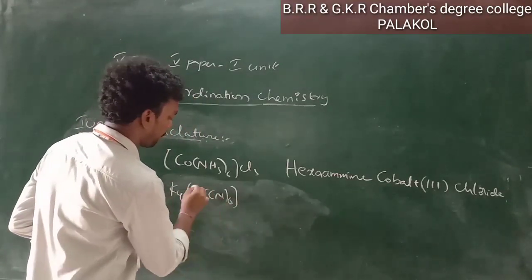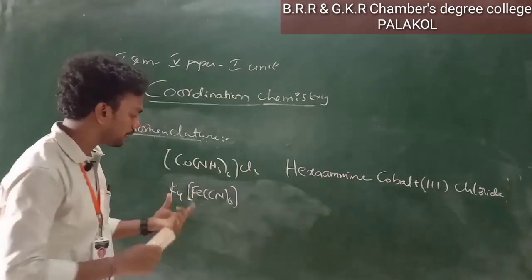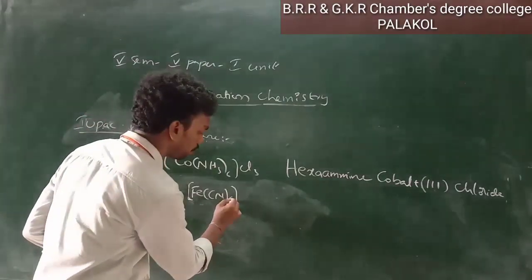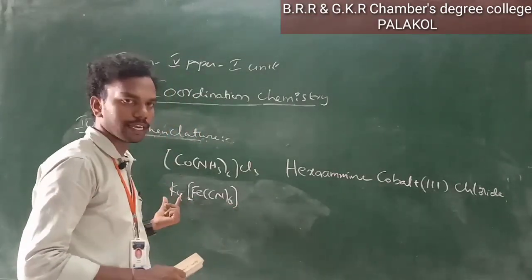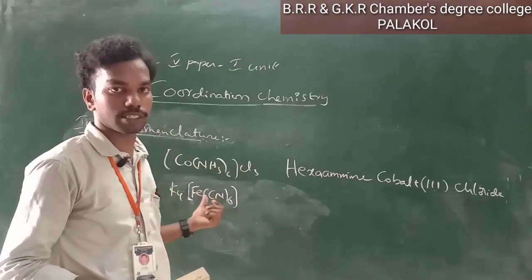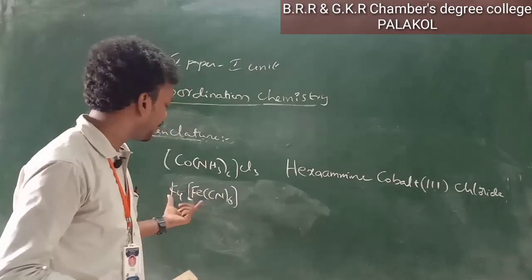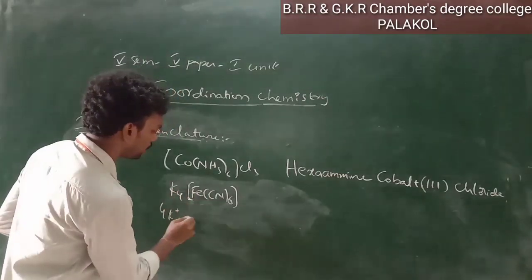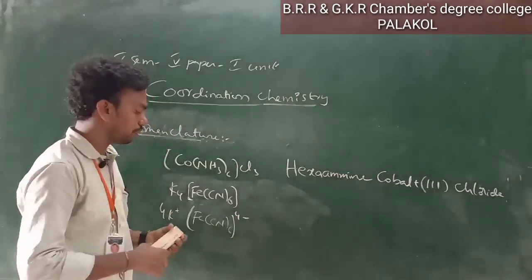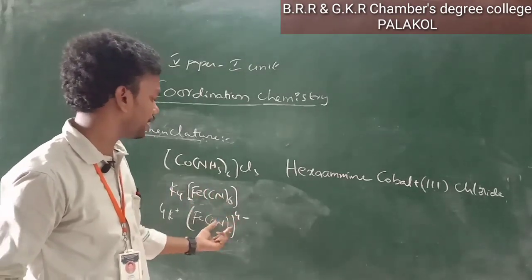K4[Fe(CN)6]. Now this complex can be dissociated as follows. The coordination sphere, the complex ion, will not get ionized. So this part will get ionized, that is, it can be ionized as 4K+ and [Fe(CN)6]. Here 4K+ has 4 positive charges, which can be balanced by 4 negative charges. This means it can be ionized as 4K+ and [Fe(CN)6]4-.